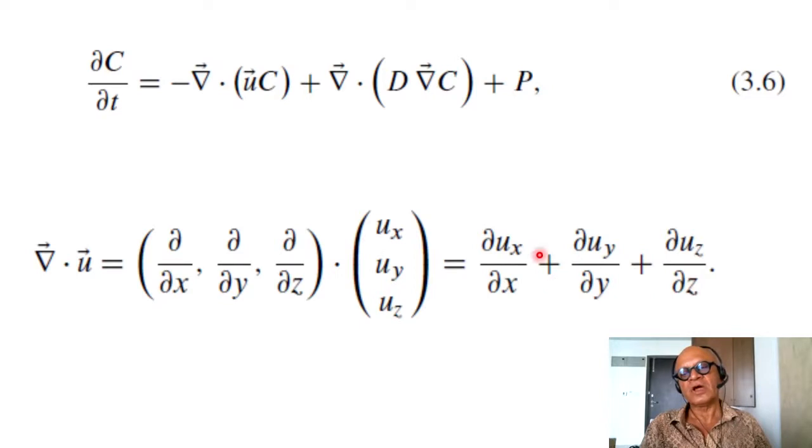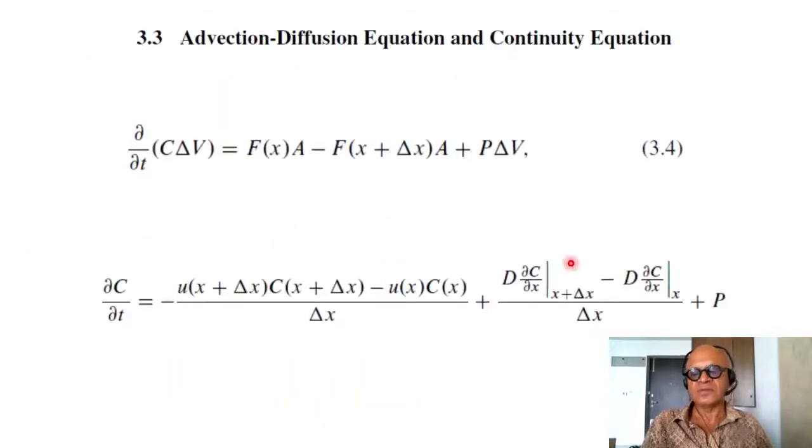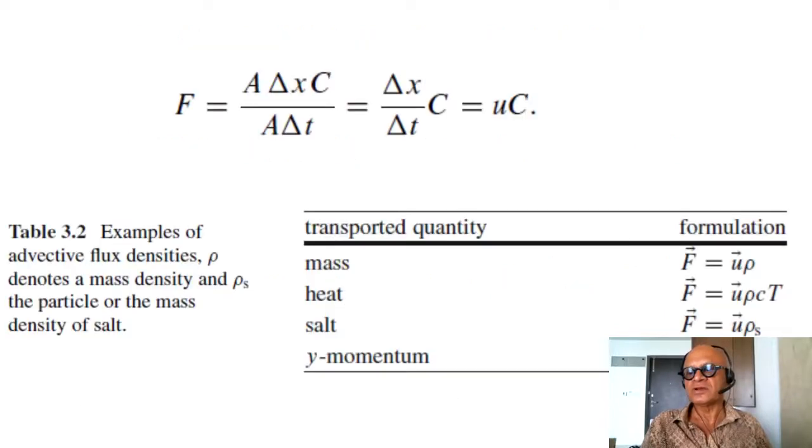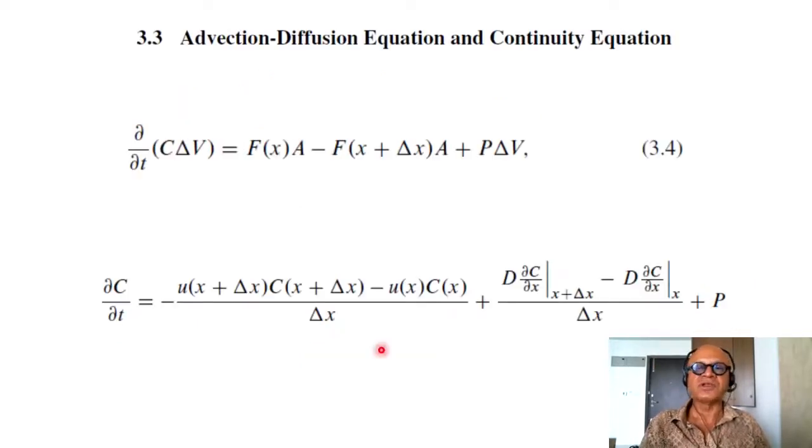Where now we have to be careful. Here this is u in the x direction, u in the y direction, and u in the z direction. So the u vector is a three-dimensional vector. One could interpret this as the derivative of u in the y direction, but actually what is meant here is the velocity in the y direction. So I hope I didn't confuse you there.